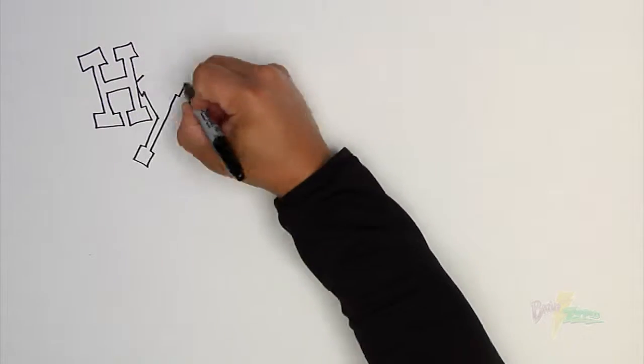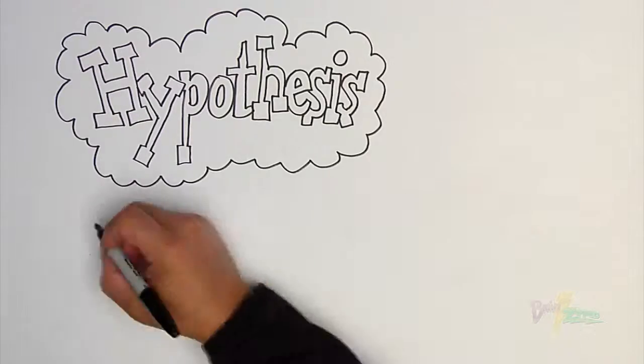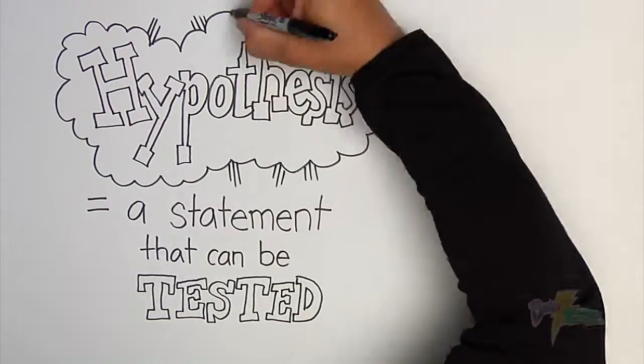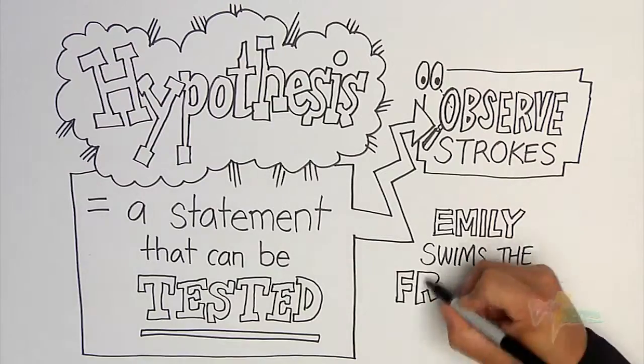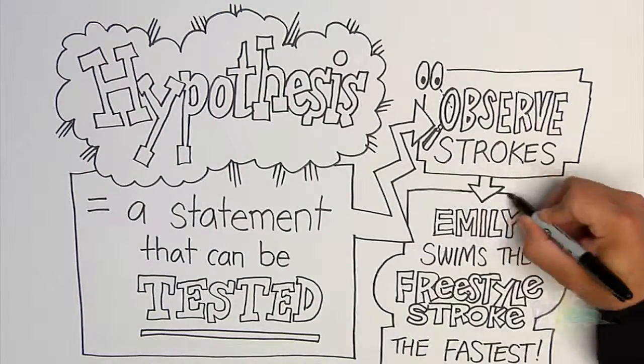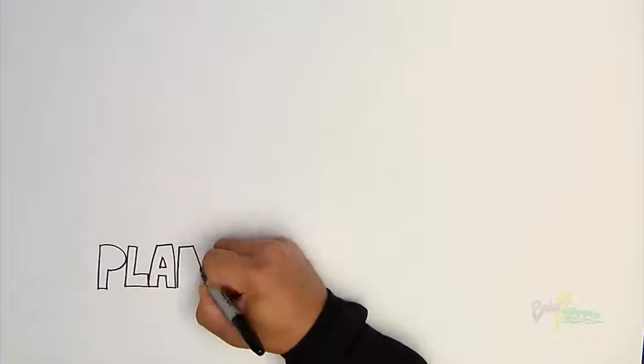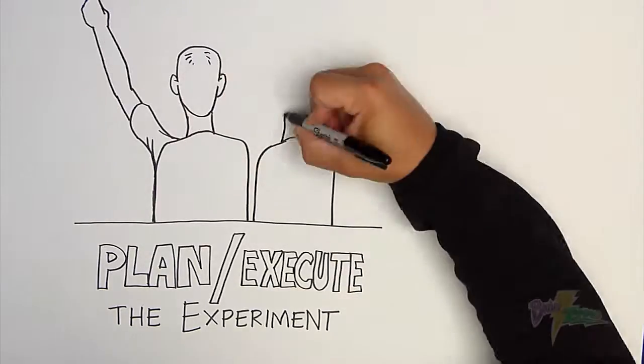Right. Now we will form a hypothesis. A hypothesis is a statement that can be tested. Since we've been observing Emily swim all three strokes, our hypothesis is Emily can swim the freestyle stroke the fastest. Next, we will plan and execute an experiment.